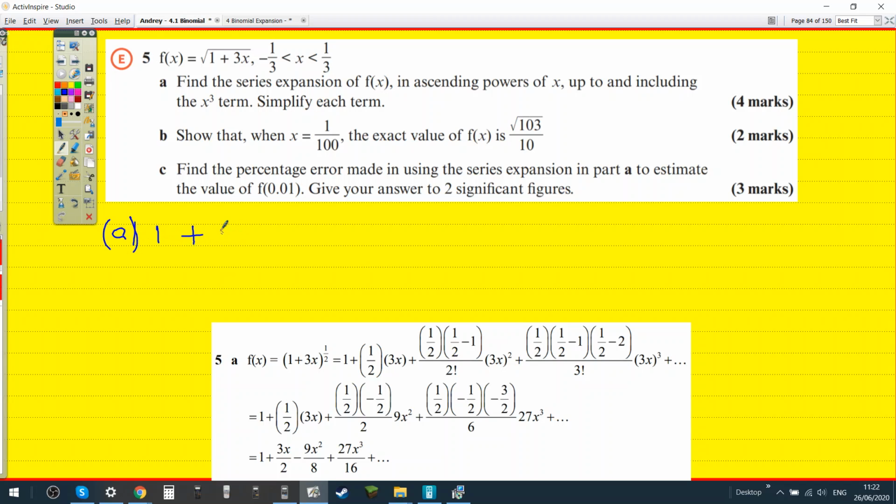Is that just subbing in 1 over 100? Into what? 1 plus 3x over 2 minus 9x squared over 8, etc. I don't think so. I think it is subbing it into the f of x up here, and then in part C, you'll do what you just said, subbing it into R1. Yeah, okay. So try that.